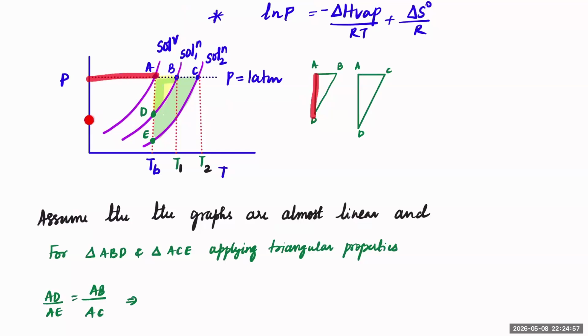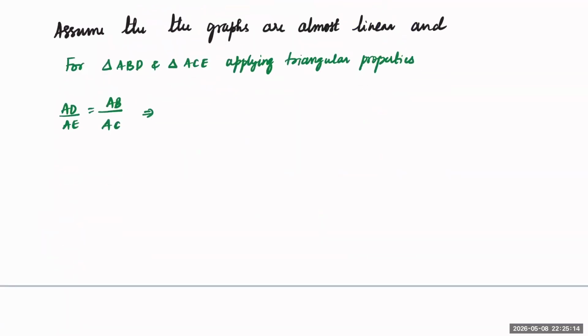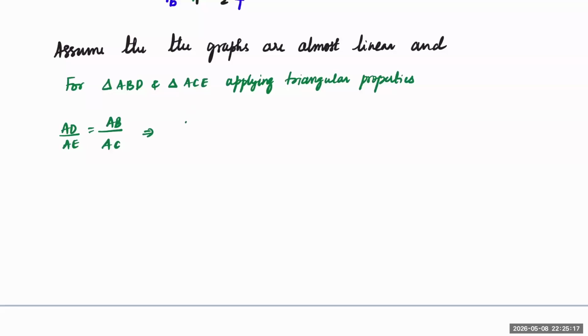So what is this AD here, everybody? AD is the difference in the pressure. This is the amount of difference in the pressure that was created. You're expecting this much pressure, but at that temperature you're only getting this much pressure. So there is a decrement in pressure. That is what we learned, lowering of vapor pressure. So AD represents delta P for solution 1, which is equal to P naught minus P1. Similarly, AE equals delta P for solution 2, which is equal to P naught minus P2.